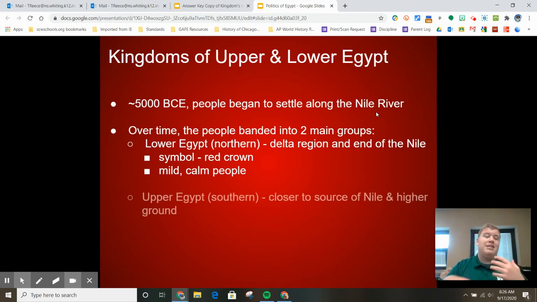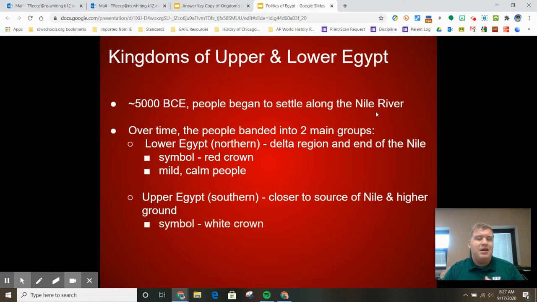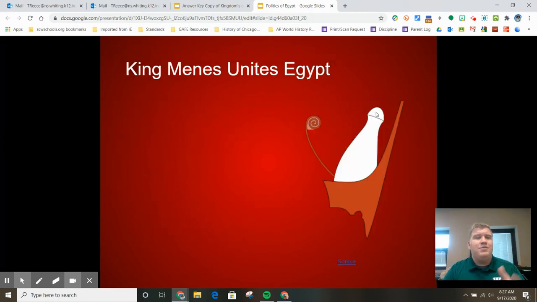Upper Egypt, the southern part of these kingdoms in ancient Egypt, is closer to the source of the Nile River, and they were on higher ground. They were the exact opposite of the people of Lower Egypt. They had a white crown instead of a red crown, and they were very rugged and stern people who lived off the land. They were the ones that fought all the barbarians, and so on. So they were completely opposite, and throughout time they didn't really get along until King Menes unites both of them.